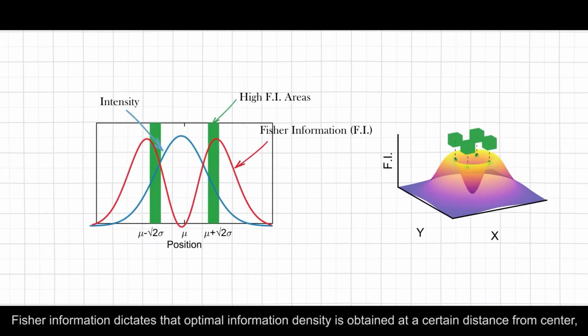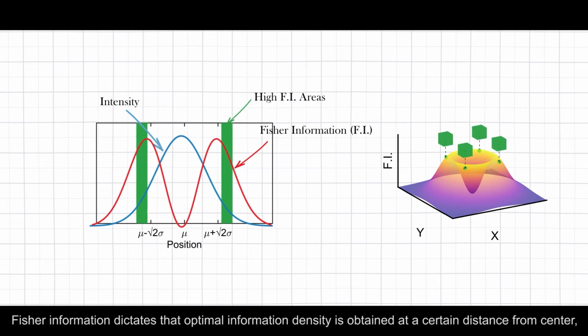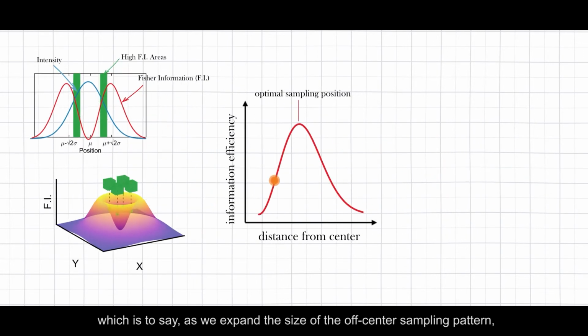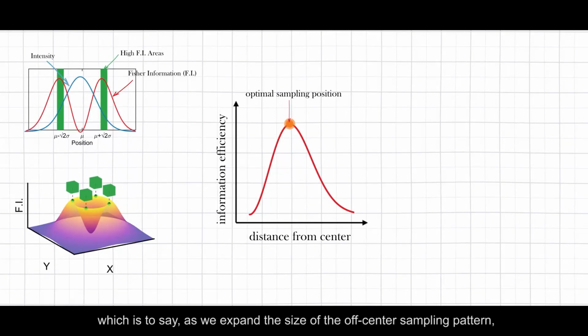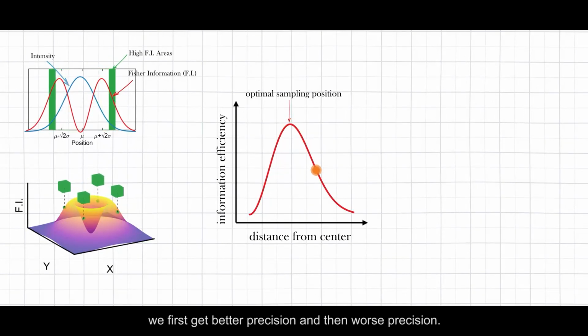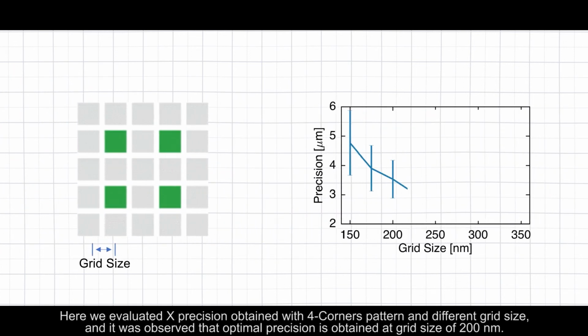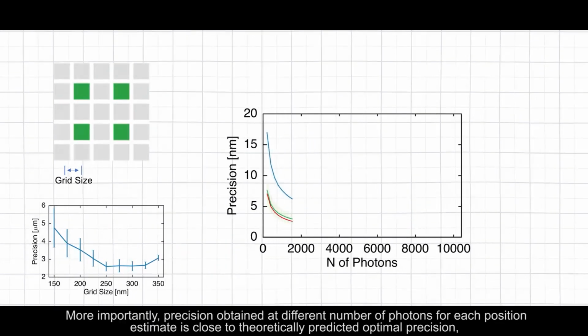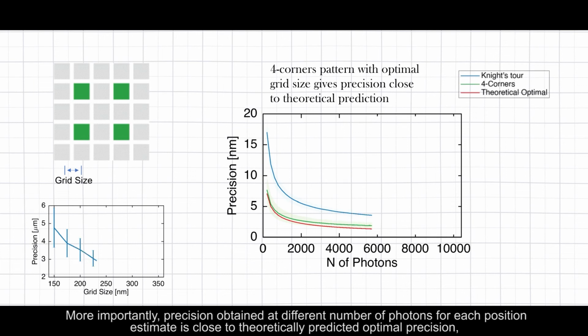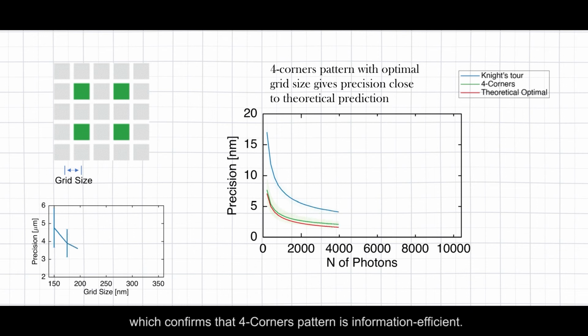Fisher information dictates that optimal information density is obtained at a certain distance from center, which is to say, as we expand the size of the off-center sampling pattern, we first get better precision, and then worse precision. This was experimentally observed. Here we evaluated X precision obtained with the 4 corners pattern in different grid sizes, and it was observed that optimal precision is obtained at a grid size of 200 nanometers. More importantly, precision obtained at different numbers of photons for each position estimate is close to the theoretically predicted optimal precision, which confirms that the 4 corners pattern is information efficient.